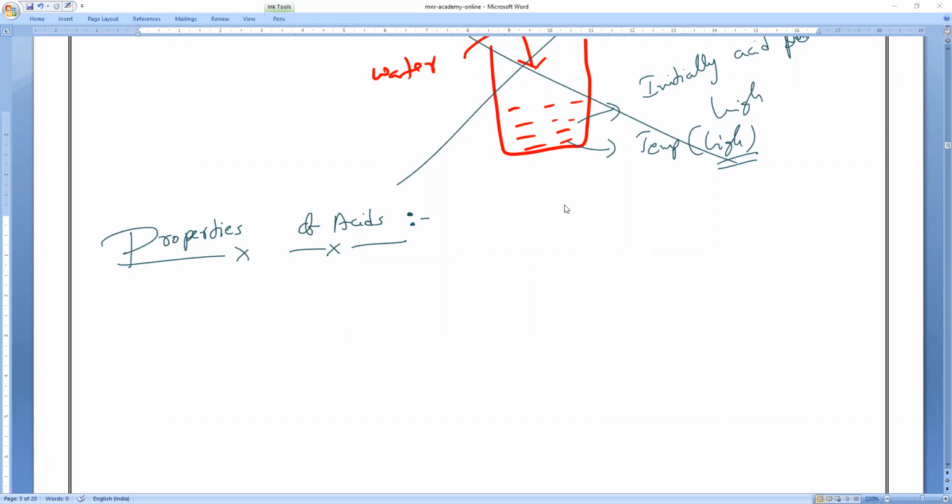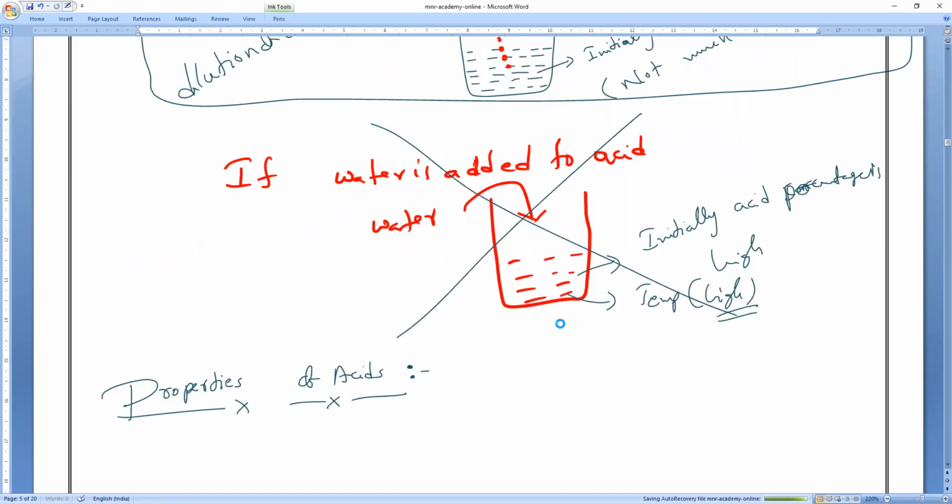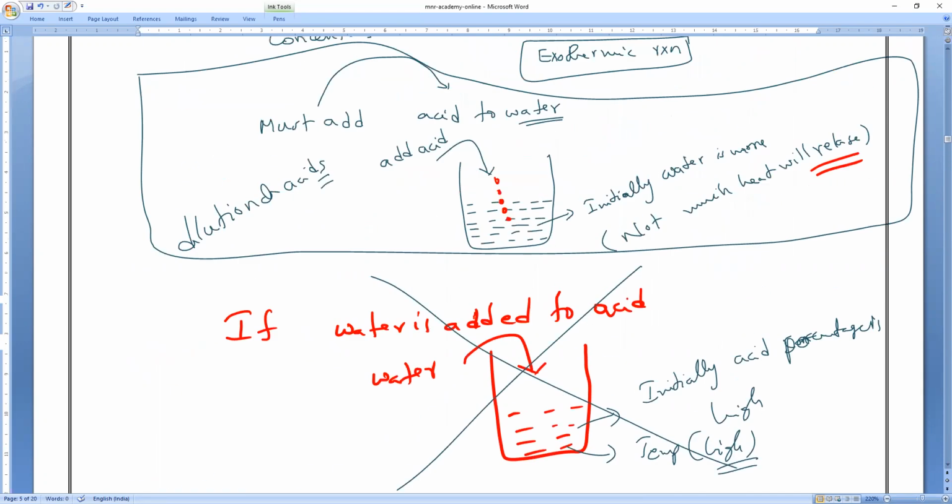Because if initially more amount of water is there, it will absorb the heat energy. Yes or no? What is the water boiling point? We all know. Boiling point of water: 100 degrees Celsius. So it will absorb more heat energy, so that it will prevent the acid from splashing or exploding outside. So we have to be always very careful.